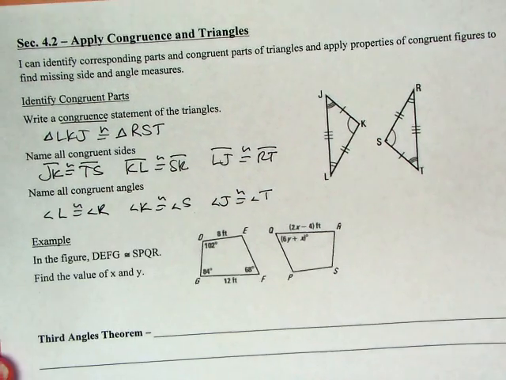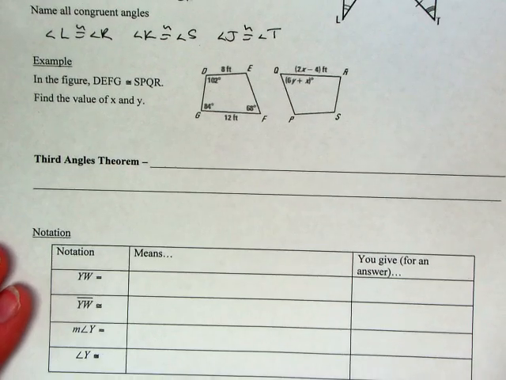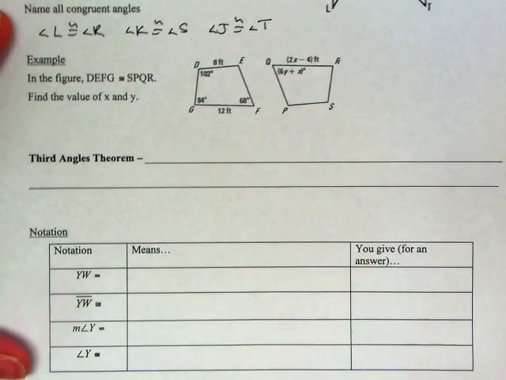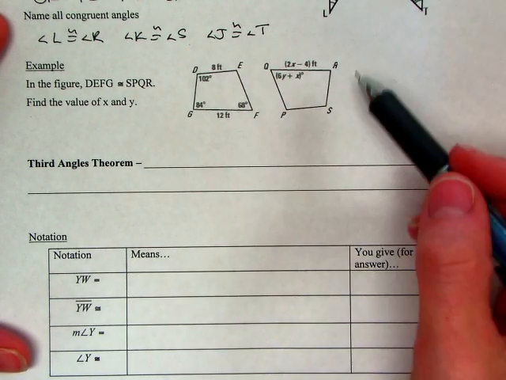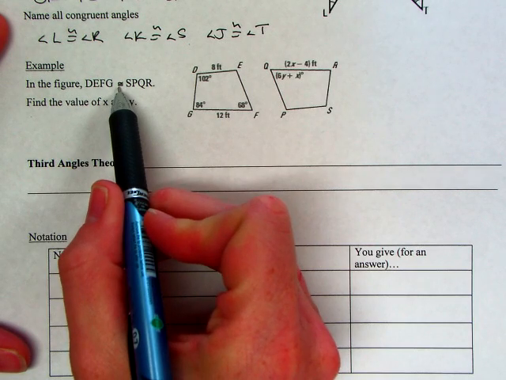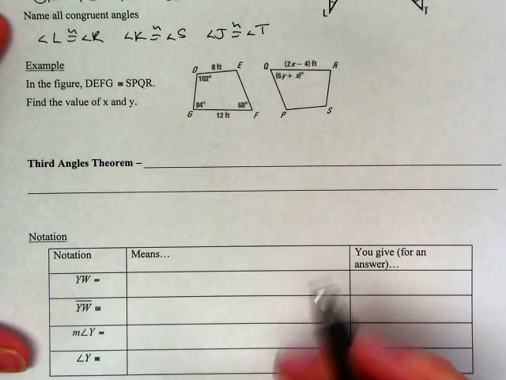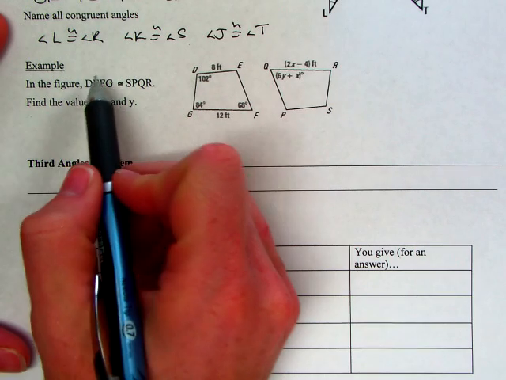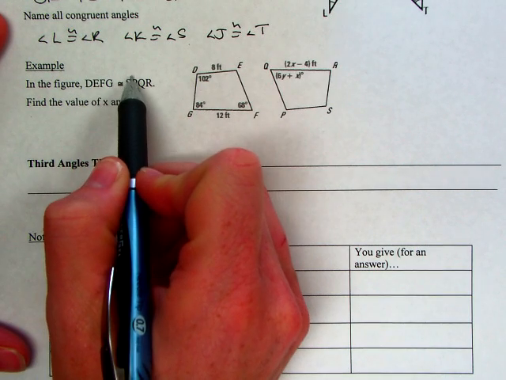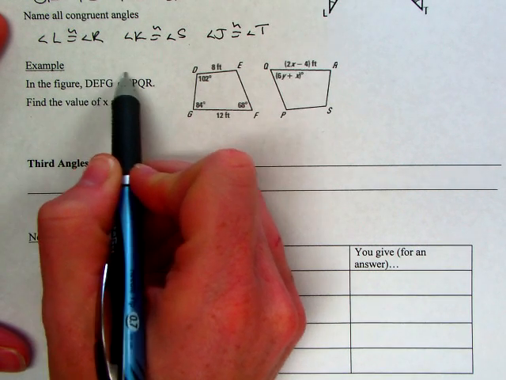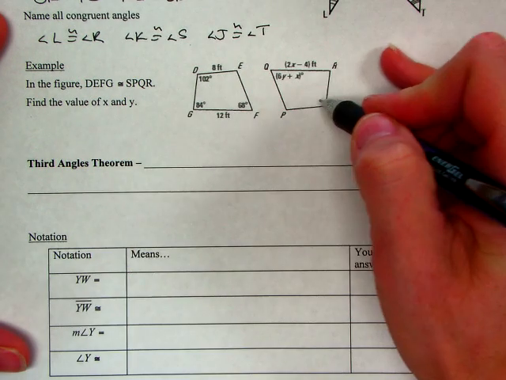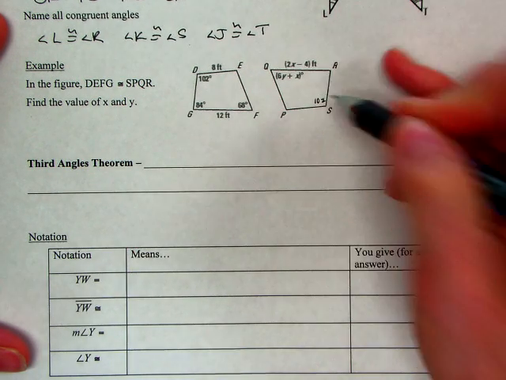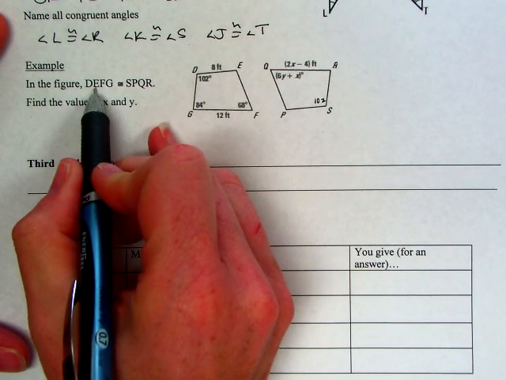So the first example says in the figure we've got some shapes and we want to find the value of X and Y. And these are quadrilaterals. And I do know that they are congruent because it tells me that. So I know that all of their sides, all their corresponding parts are congruent. So I'm just going to match up a couple of things. I know that D goes with S. So angle D and angle S have to be the same. So if D is 102, then that means S is 102. E and P go together.